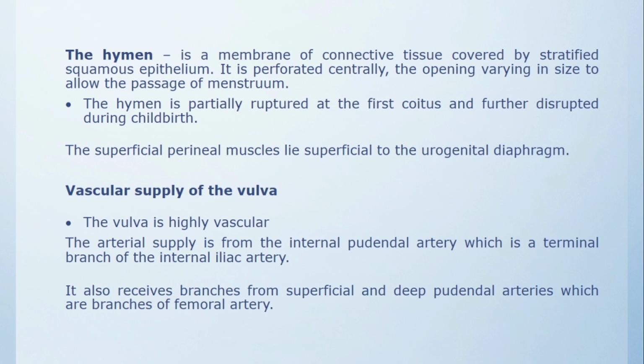What is the vascular supply of the vulva? The vulva is highly vascular. The arterial supply of the vulva is from the internal pudendal artery, which is a terminal branch of the internal iliac artery. It also receives branches from the superficial and deep pudendal arteries, which are branches of the femoral artery. So two major supplies: from the internal iliac artery anteriorly and from the femoral artery inferiorly.